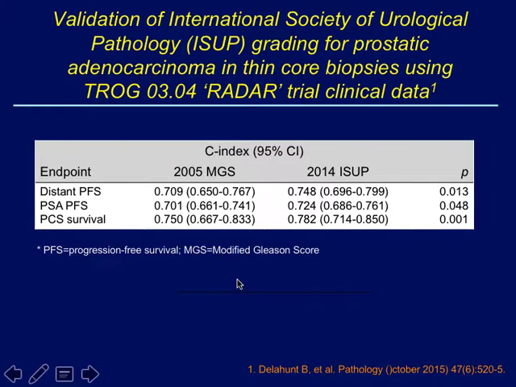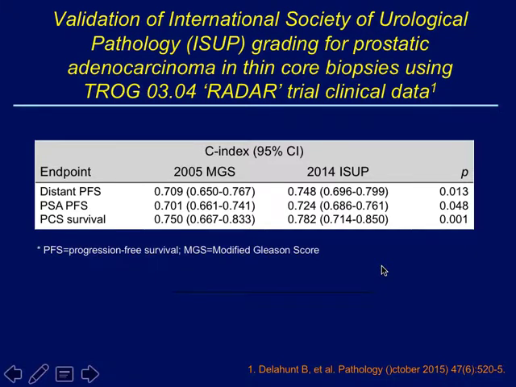In that same study, they looked at grading the tumors by the 2005 criteria and then adding the 2014 criteria, and showed an improved concordance index using the 2014, statistically improved even over the 2005.